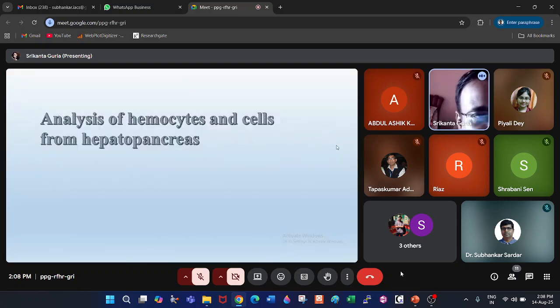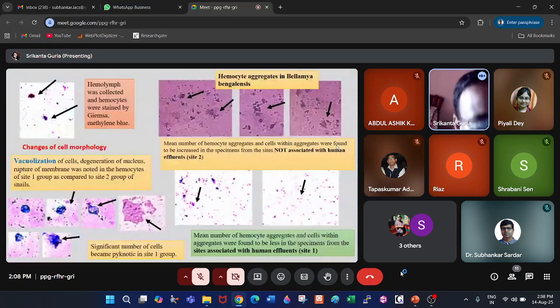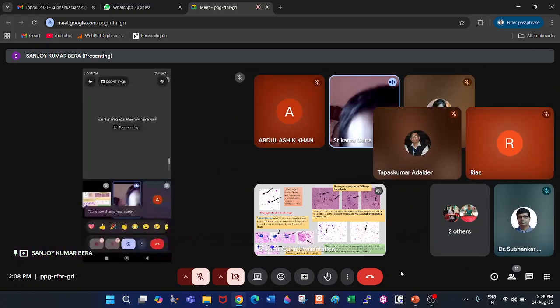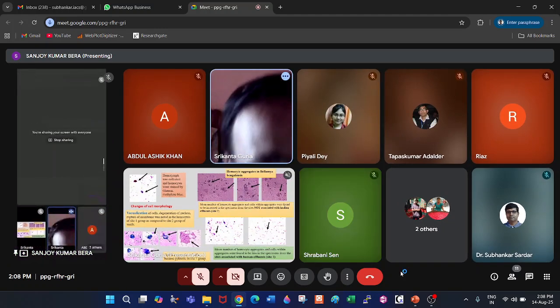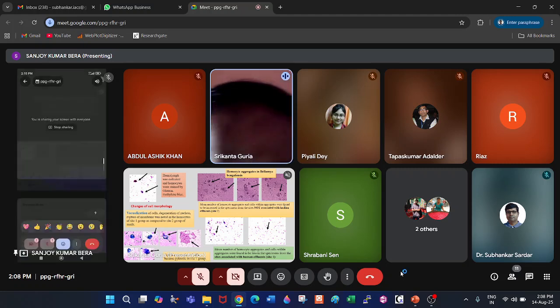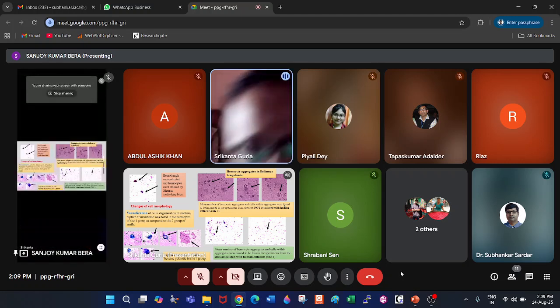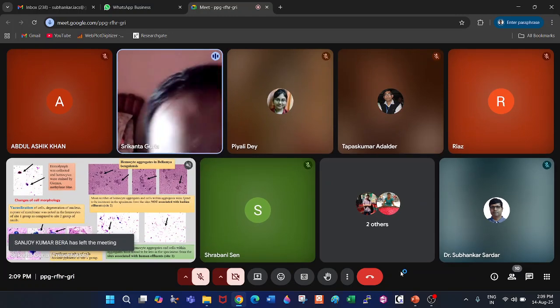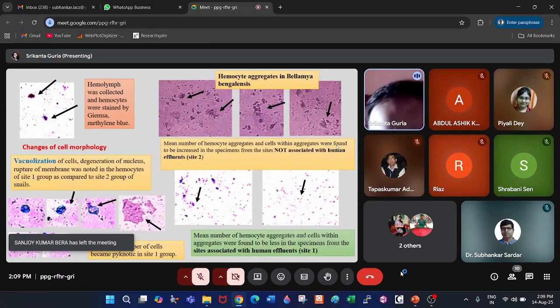Analysis of the hemocyte and cells from the hepatopancreas. Now on the left hand side, upper portion, we have collected the hemolymph. Hemolymph is the blood fluid of the mollusca, and we stained the hemocytes with the help of Giemsa and methylene blue. And on the right hand side, we found the accumulation of hemocytes. It is called the aggregation of the hemocytes of Belamnia bengalensis.